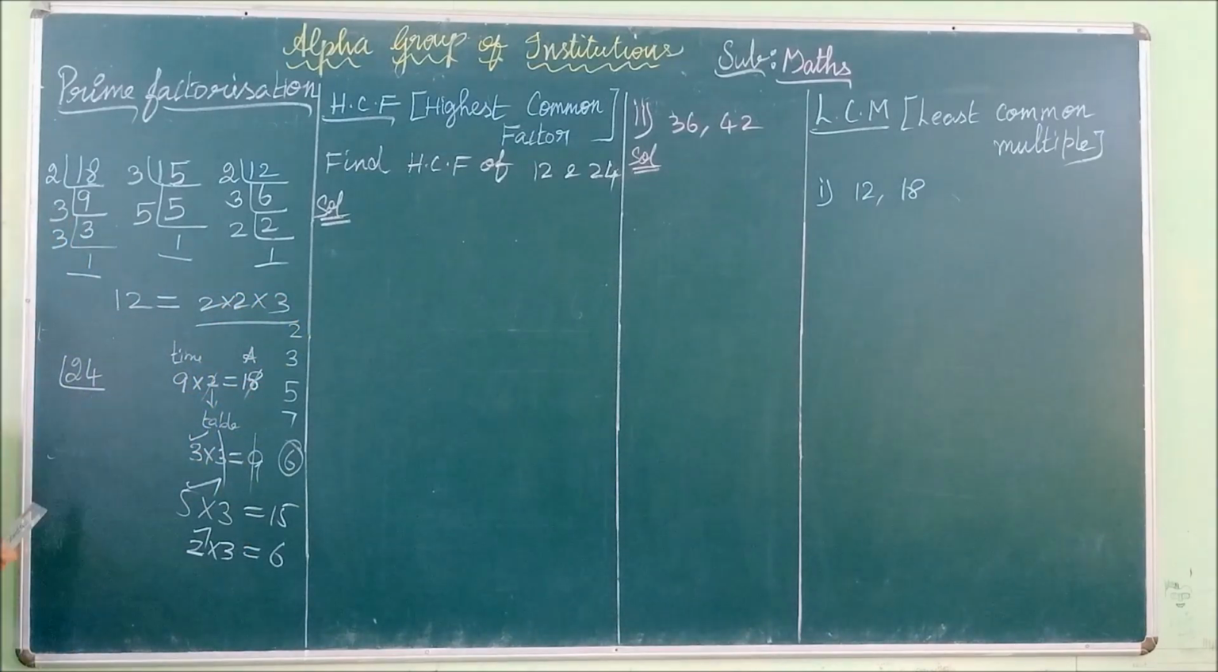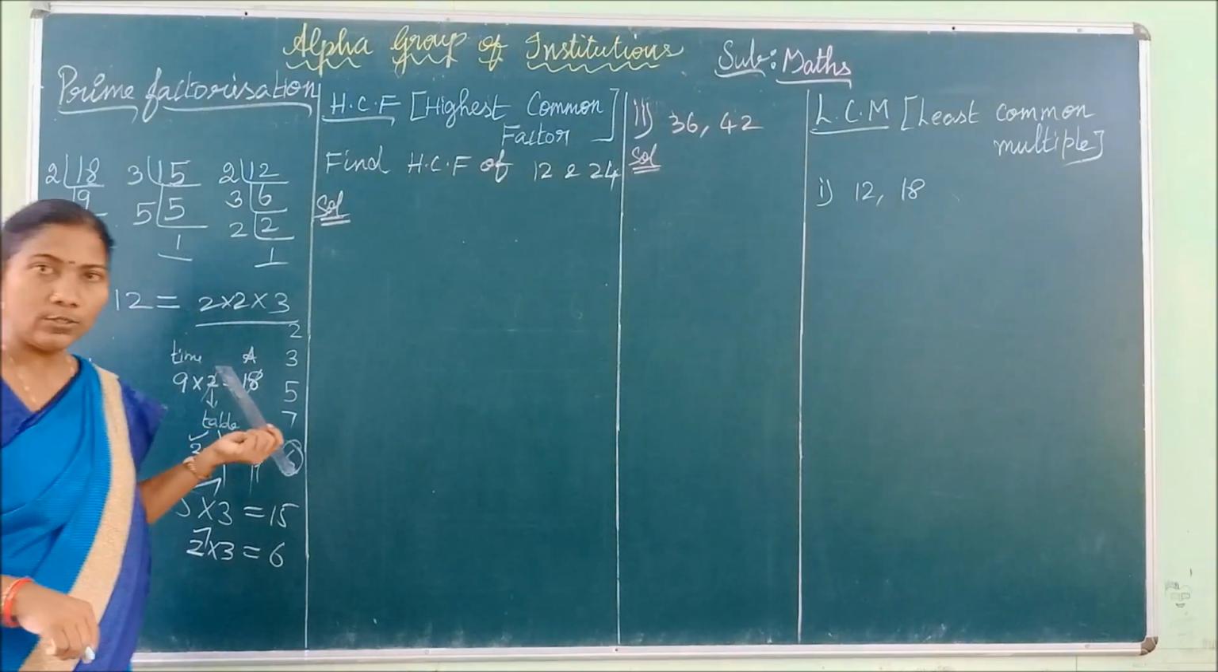Okay, next we are finding the factors of number 24. By seeing the number we can say it is an even number. So it is divisible by 2.